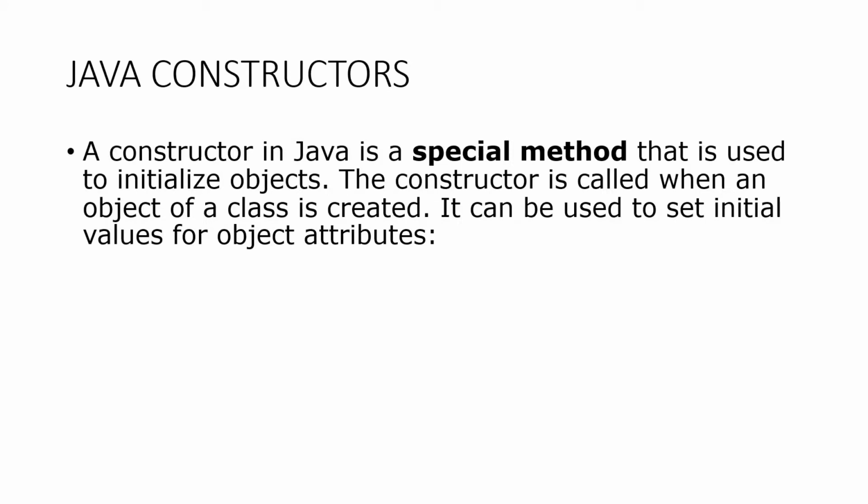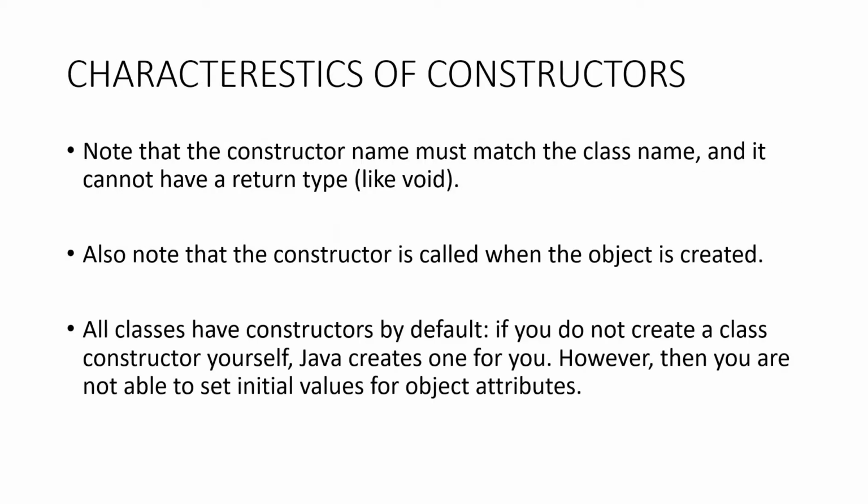A constructor in Java is a special method that is used to initialize objects. The constructor is called when an object of a class is created. It can be used to set initial values for the object attributes. This characteristic is really important.